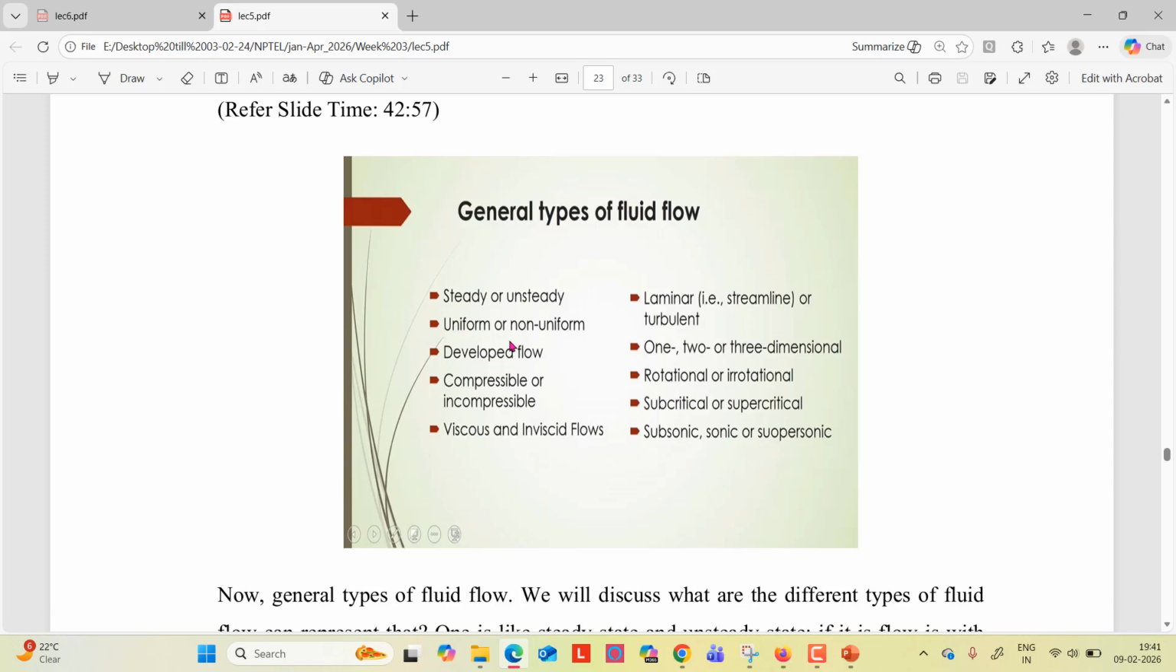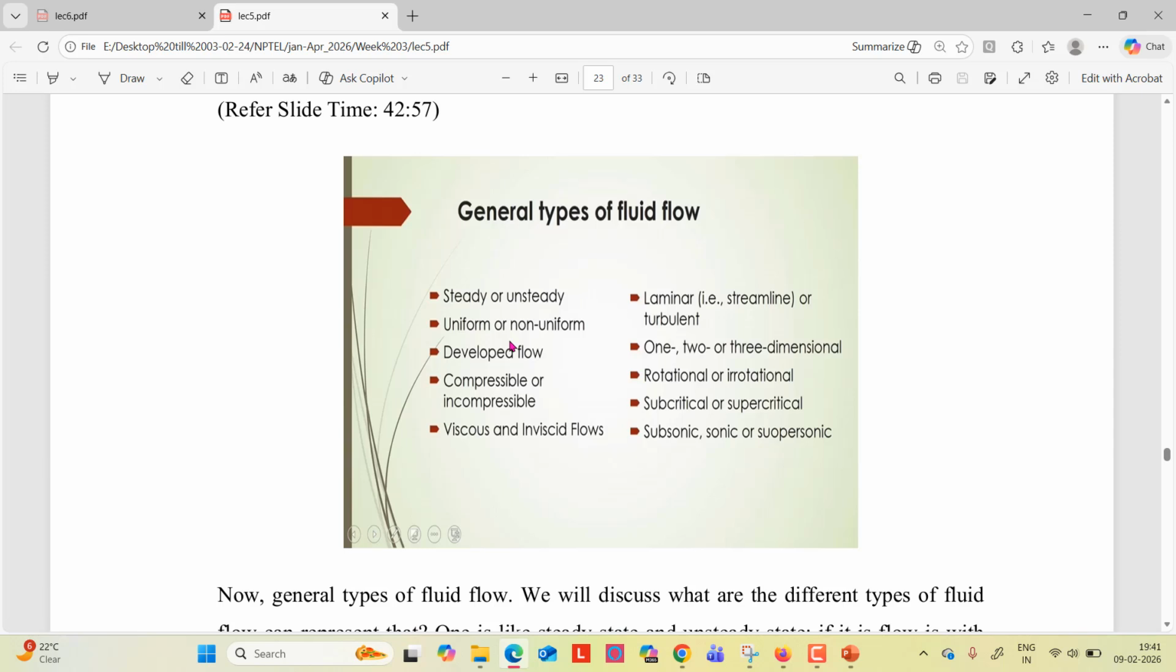Uniform and non-uniform means the material is homogeneous throughout the fluid, and non-uniform means the flow is inhomogeneous after some point of time, right? Developed flow means that initially there is a boundary condition supposed and then after some time the fluid has fully developed and the gradient of the fluid, the velocity gradient, will not change anymore. That is du/dx equals 0. That is a developed flow or fully developed flow.